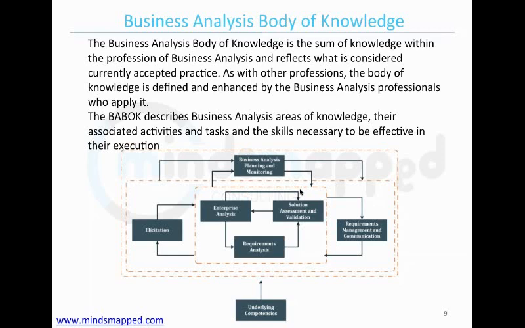What BABOK has done is divide any activity a BA would perform into six knowledge areas. The six knowledge areas are elicitation, business analysis planning and monitoring, enterprise analysis, solution assessment and validation, requirements analysis, and requirements management and communication. Any activity a BA performs would be part of these six knowledge areas. The last box at the bottom is the underlying competencies, which are the different tasks, techniques and tools you need to complete the activities within these knowledge areas.